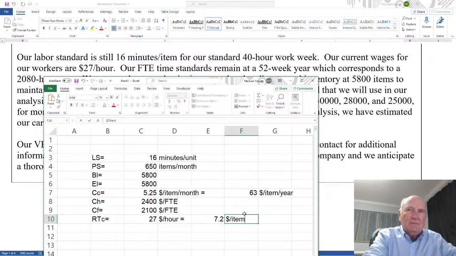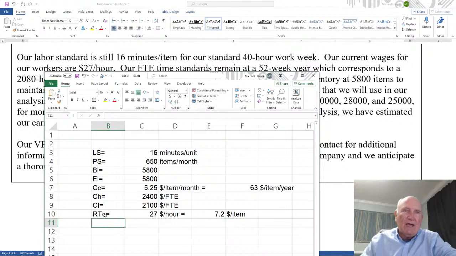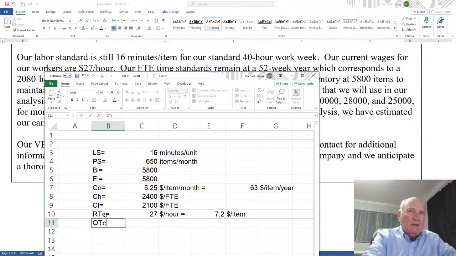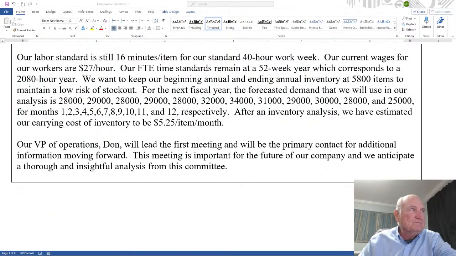Let me just say item. Item, unit, same thing. Okay, so that's the unit cost we'll use for the production, for regular time production. And we'll change that later because we'll have overtime production. Oops, overtime cost. We'll have that as well, but we're not quite there yet. We will get there eventually.